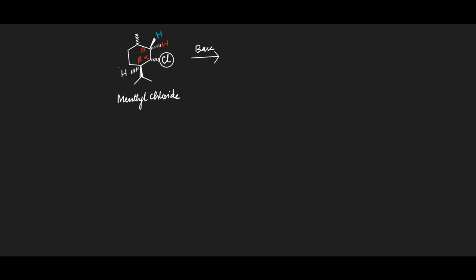This chlorine on alpha carbon is cis to this red beta hydrogen and this white hydrogen, because both of these are also on dash. This chlorine on dash is trans to this cyan blue hydrogen on wedge. Therefore this will be eliminated on treatment with base to form this alkene product. Only one beta hydrogen is anti-periplanar to chlorine, therefore only one E2 product is possible.